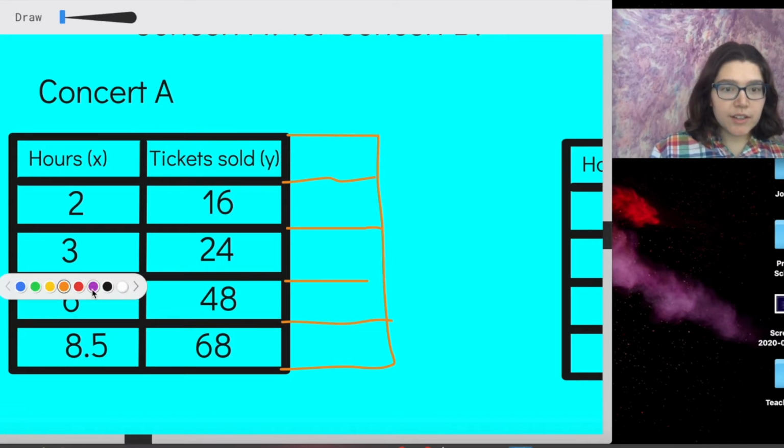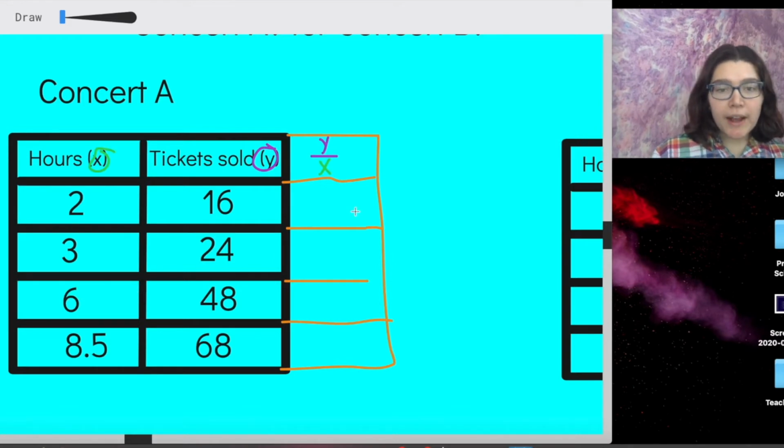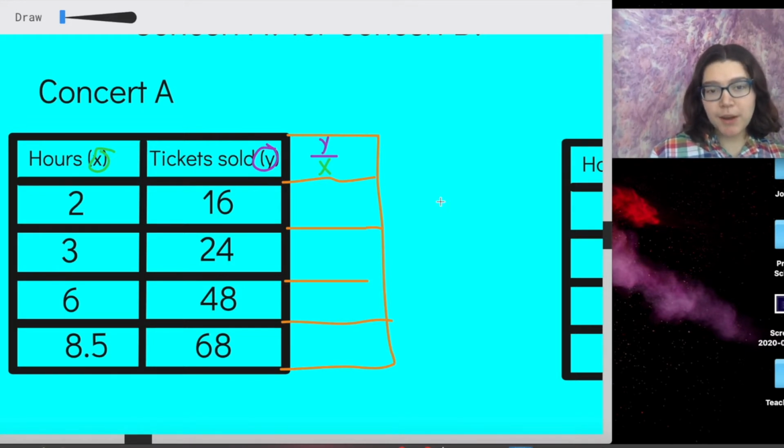Okay, and we're told here that our y is going to be our tickets sold. So I'm going to find my y, and I'm going to divide that by my x value. Generally, our y value is our dependent variable, the outcome, something we don't have control over. And our x is our independent variable, something we do have control over. If I'm a concert venue, I can control how many hours I sell tickets, but I can't control how many people actually come and buy them. So my x here is my hours.